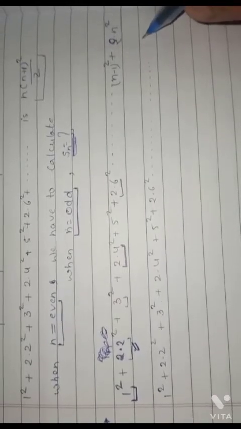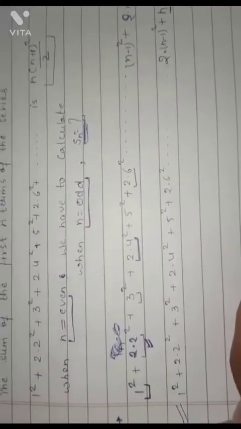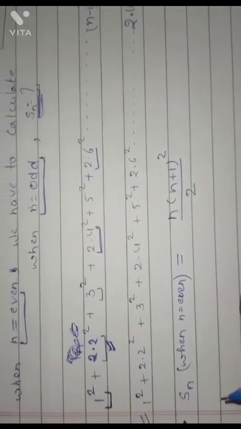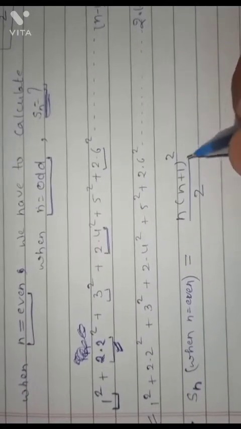And when n is odd, then the nth term will be n square, and the (n minus 1)th term will be 2 into (n minus 1) whole square. So this expression is for when n is odd and that expression is for when n is even. Okay, so we have to calculate the sum of this series. And in the question we are given that the sum of n terms when n is even is equal to n into (n plus 1) whole square divided by 2.